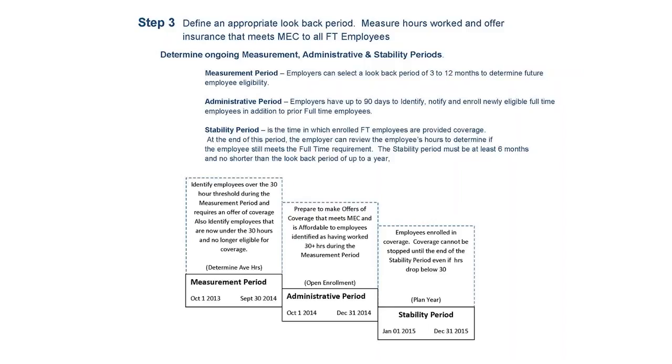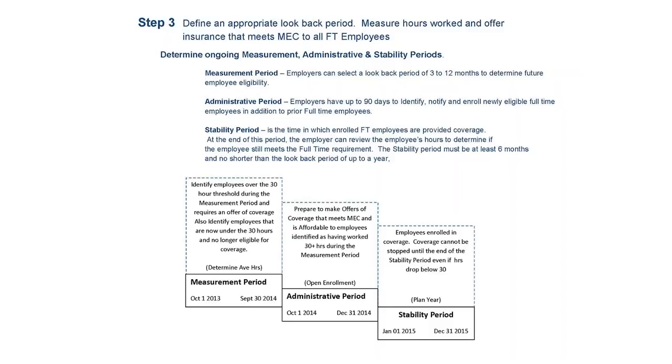So during that period, you pretty much do the same thing you were doing with the ALE reports, figuring out who's over the 30 hours and requires an offer of coverage. Then you have the administrative period, which I relate to open enrollment, where you're figuring out who those people are, making offers to them, and keeping track of all that information. And then you have the stability period, which is when they're actually on the coverage.